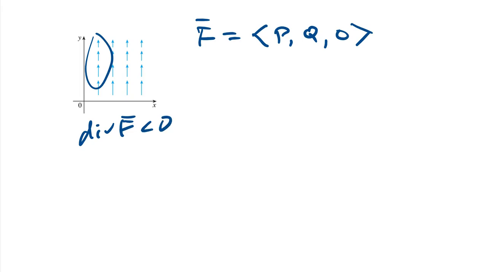And the curl, there's no circulation here. It looks like the curl is going to be 0 as well. Curl of f is equal to 0. Let's look at the divergence.